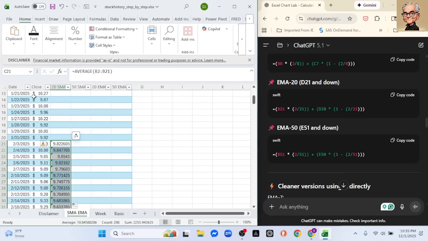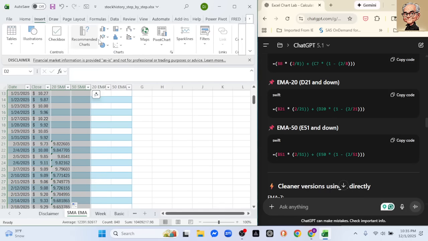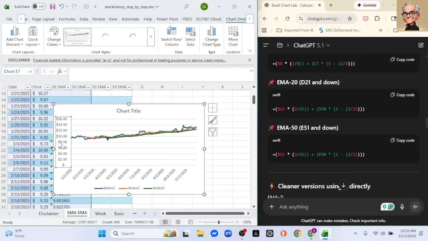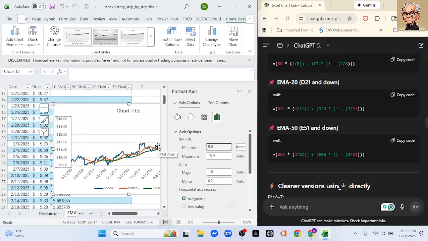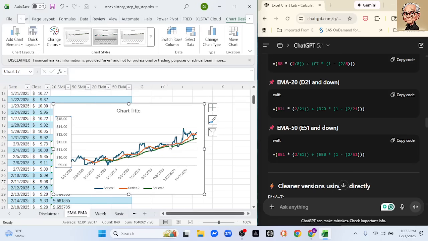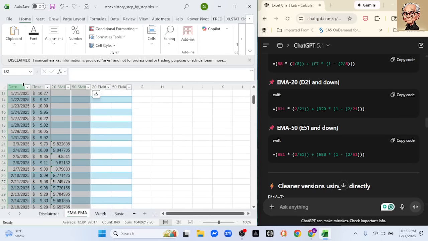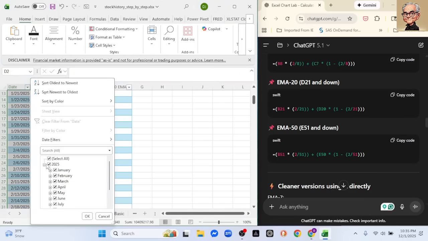Now let's do a very quick plot with the closing price and the two simple moving averages. Let's get rid of some of the data and only look at the last 3 months, because November just came to an end.